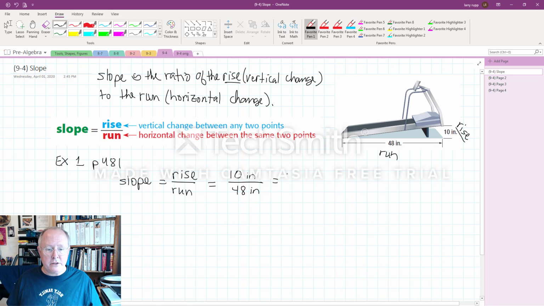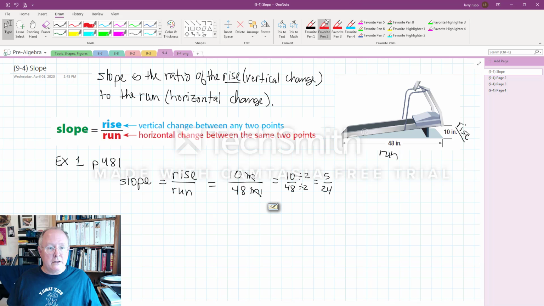So this becomes 10 over 48. We can take out a 2 from both of them, and this becomes 5 over 24. You will notice 5 over 24 does not have any units. The inches cancel, so slope does not have inches. Therefore, our answer is 5 over 24.